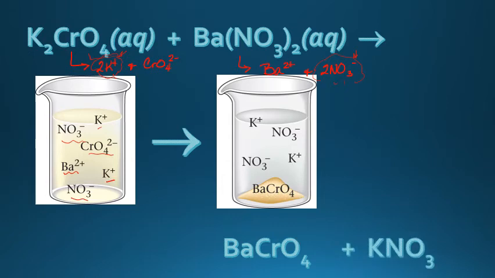Look at your solubility rules. Notice it says everything from column 1 is always soluble. And it also said nitrate ions are also always soluble. So next to the nitrate, we're going to write AQ. And next to the barium chromate, well, that's our precipitate.